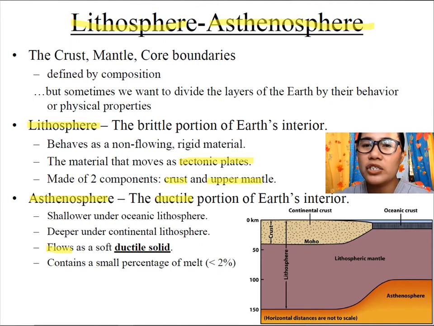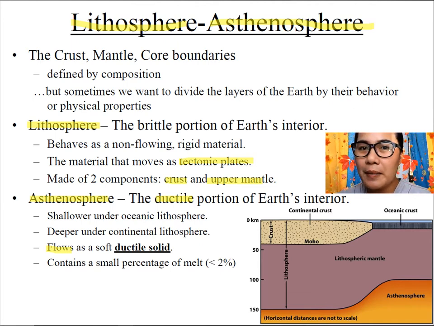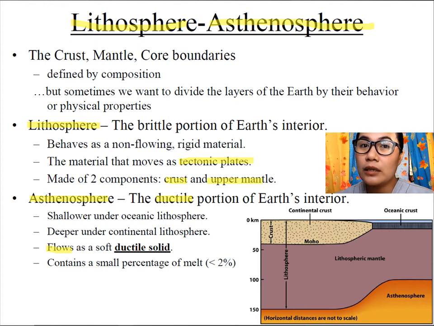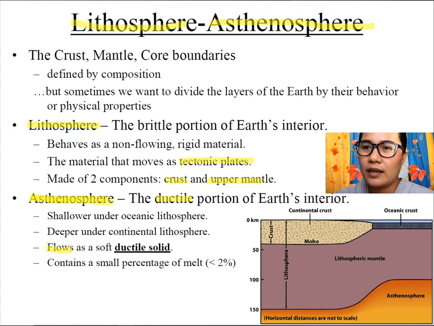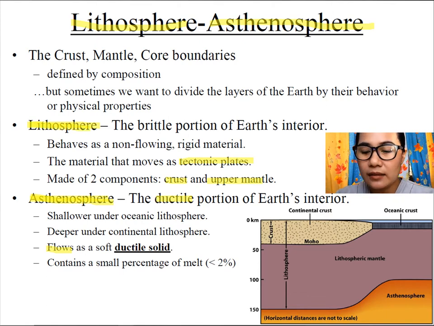Nganong nahumok man siya? Kay init kaayo ang lower mantle. Murag naluto. So, siya, murag chocolate nga nainitan, malanay. So, mao na siya ang asthenosphere. Unya ang lithosphere, murag chocolate nga gi-freeze kay gahi. Unya, brittle. Dali maliki.